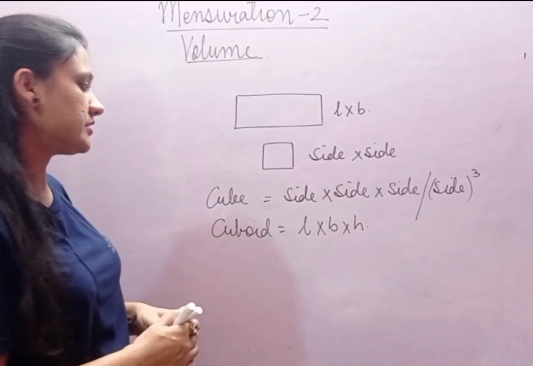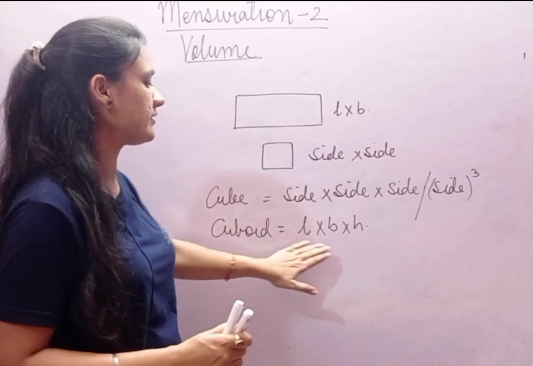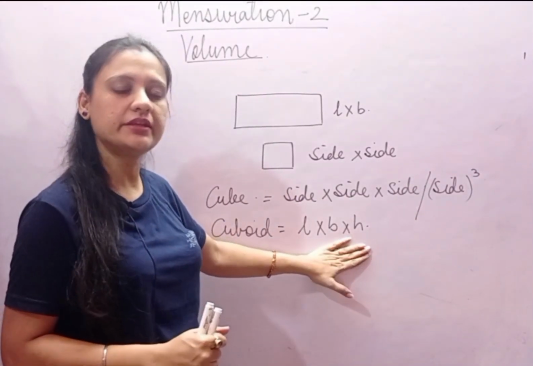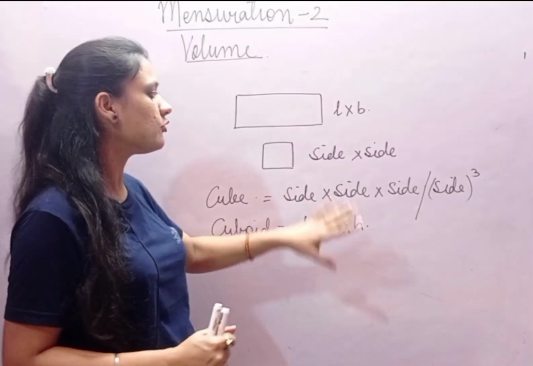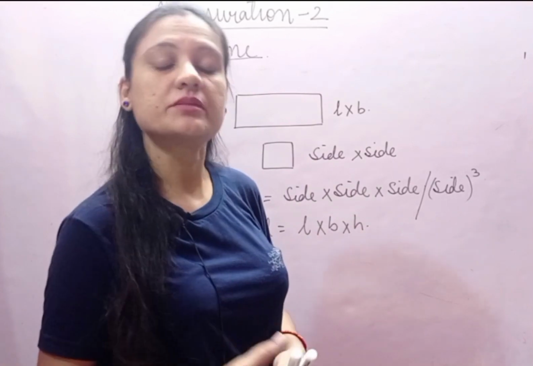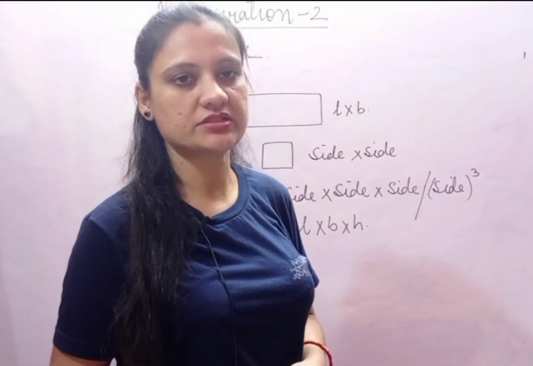We know it is made out of a rectangle. Length and breadth are different, and even height, because we are talking about three-dimensional shapes, right? So I hope you understood the concept. Now let's do some important questions which I am going to discuss with you.